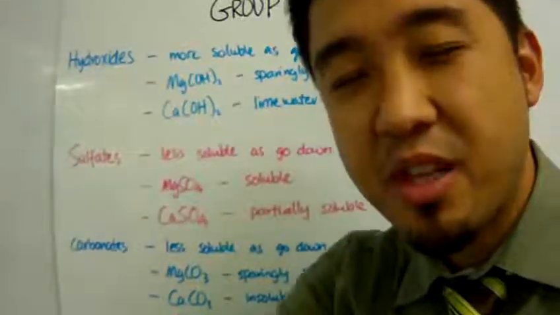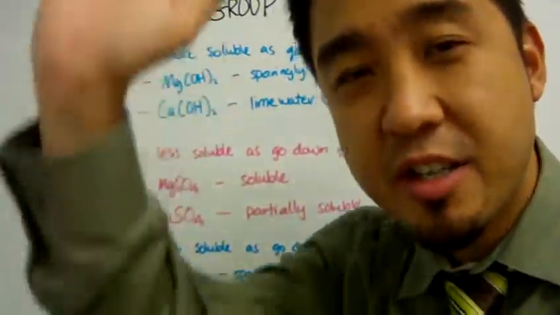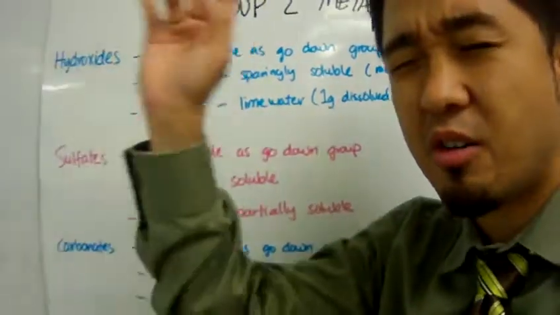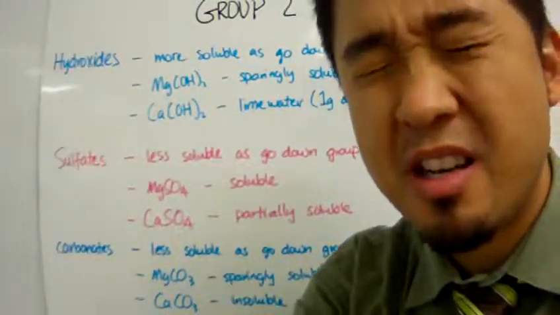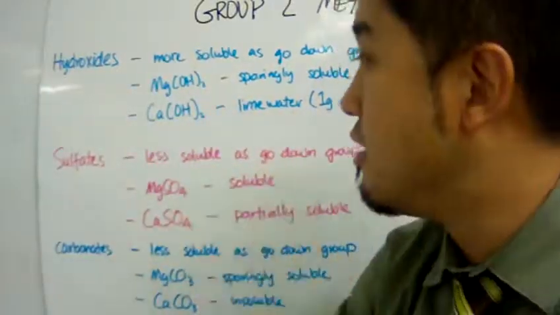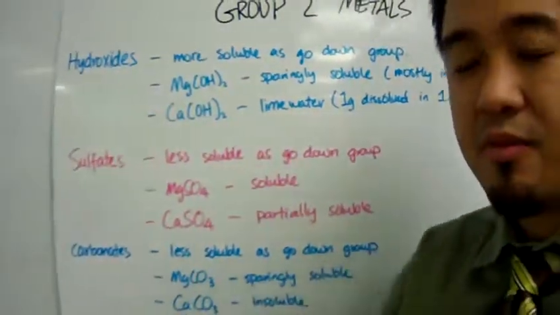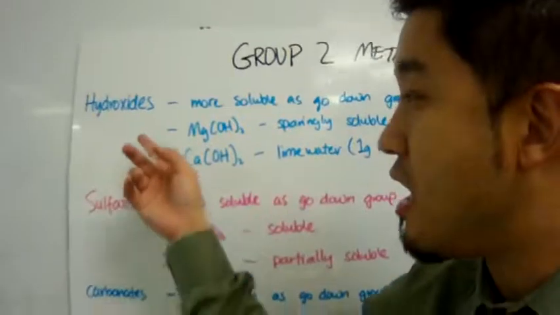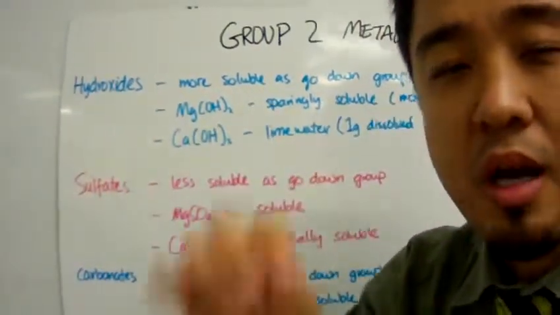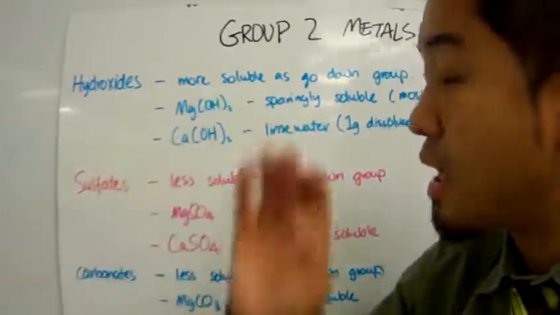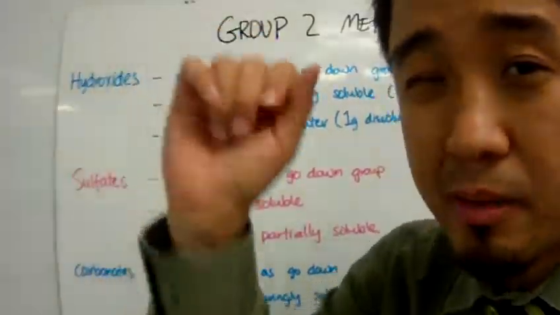Alright, to cap everything off about alkaline earth metals, we're going to talk about alkaline earth salt compounds and their solubility in water. Let's first start off with the hydroxides, OHs. Group 2 hydroxides become more soluble as you go down the group.